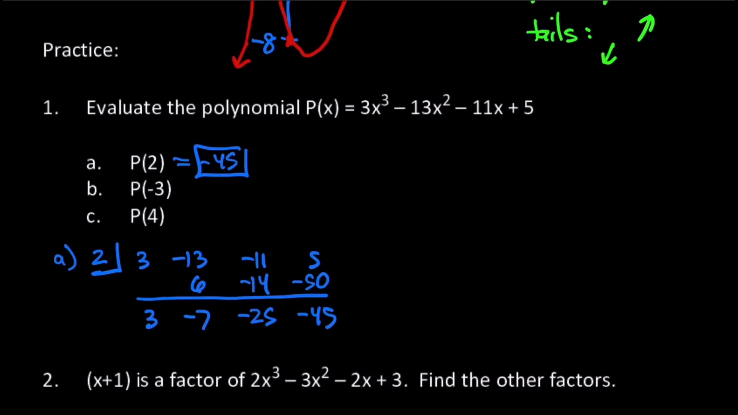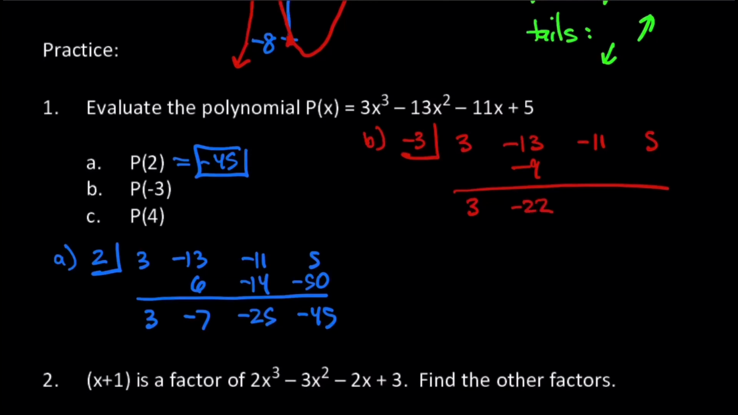All right, let's do B over here. Negative 3. Same coefficients, 3, negative 13, negative 11, and 5. Bring down, multiply, add, negative 22, 66, 55, negative 3, that's going to be what, negative 165? Add those, negative 160. I guarantee you that would be faster than plugging in a negative 3 and working that out.